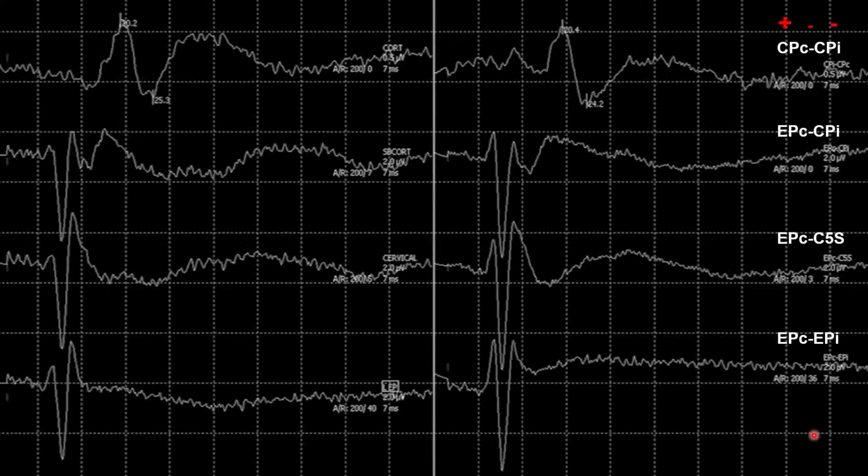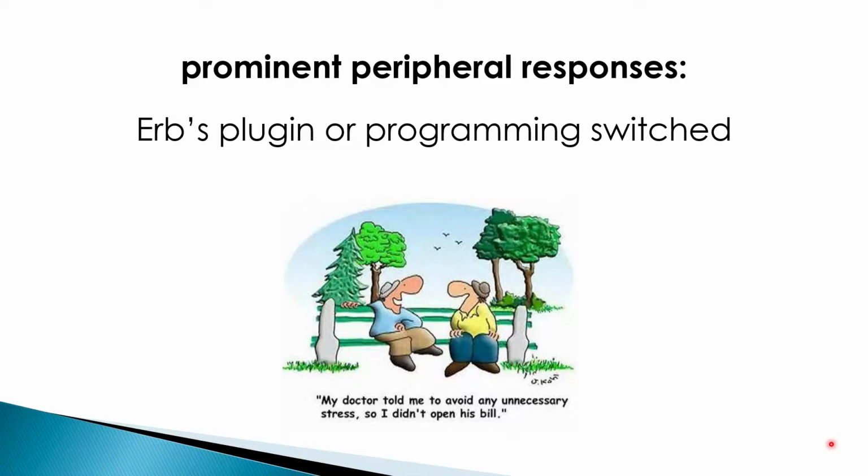This is a median nerve SSEP, left side and right side. Here's your cortical, subcortical, cervical, and your Erb's point response. And notice they're all referenced to that contralateral Erb's point. You'll see this kind of response when you have your Erb's point electrodes switched. You often see this type of recording when you have switched the plug-in or you've switched on the patient your Erb's point electrodes.